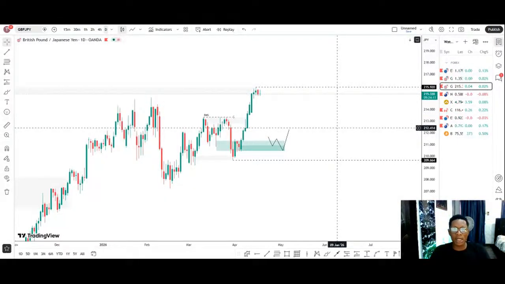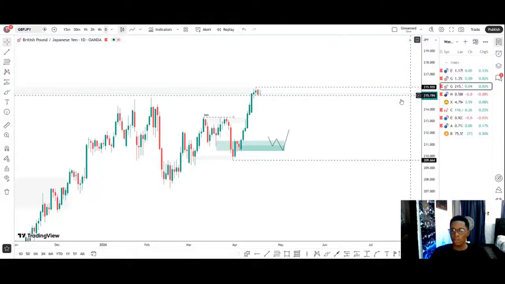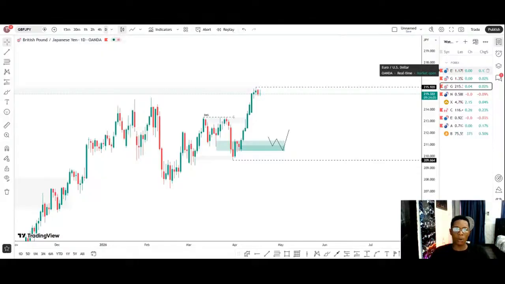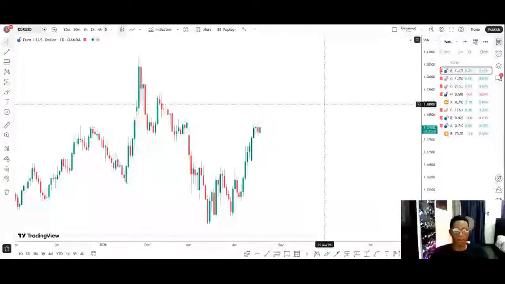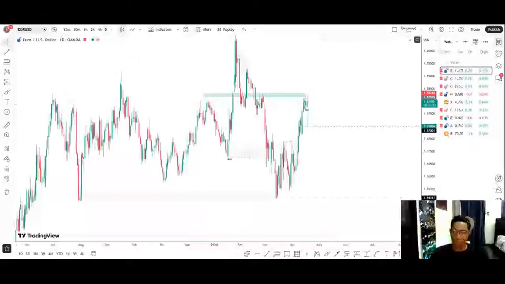what I am particularly looking at. So guys, from my watch list here, as you can see, EURUSD is the first pair that I have on my watch list. So let's start off with EURUSD before any other pair, guys. So EURUSD, here we are from the daily time frame.